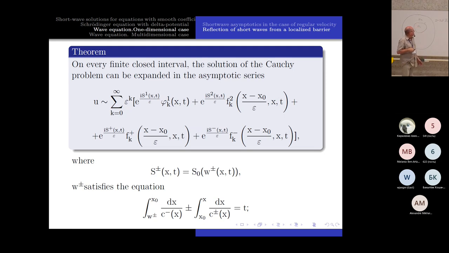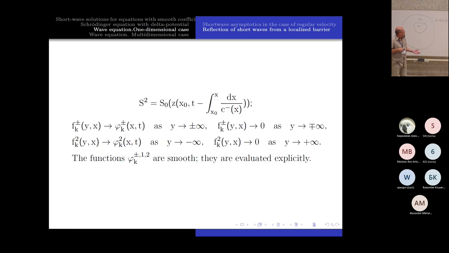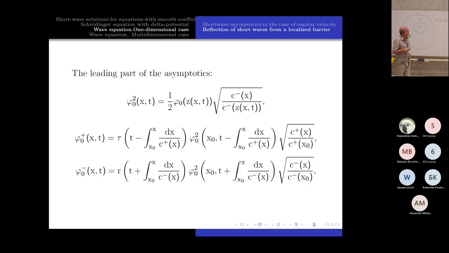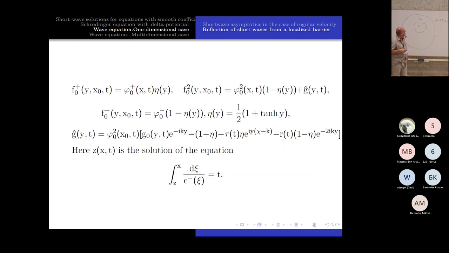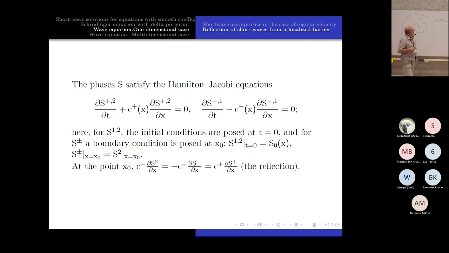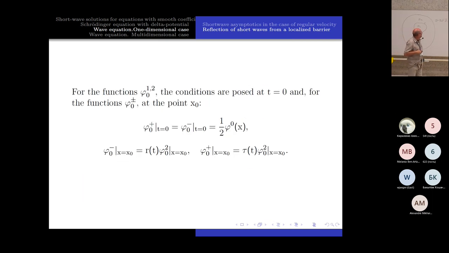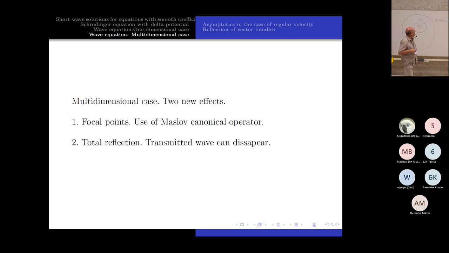And all these functions can be computed explicitly. Here the formulas are written. The formulas are rather cumbersome, but completely explicit. So these are the formulas for the leading part of it. And now I will consider the multidimensional case. In the multidimensional case, we have two new effects.